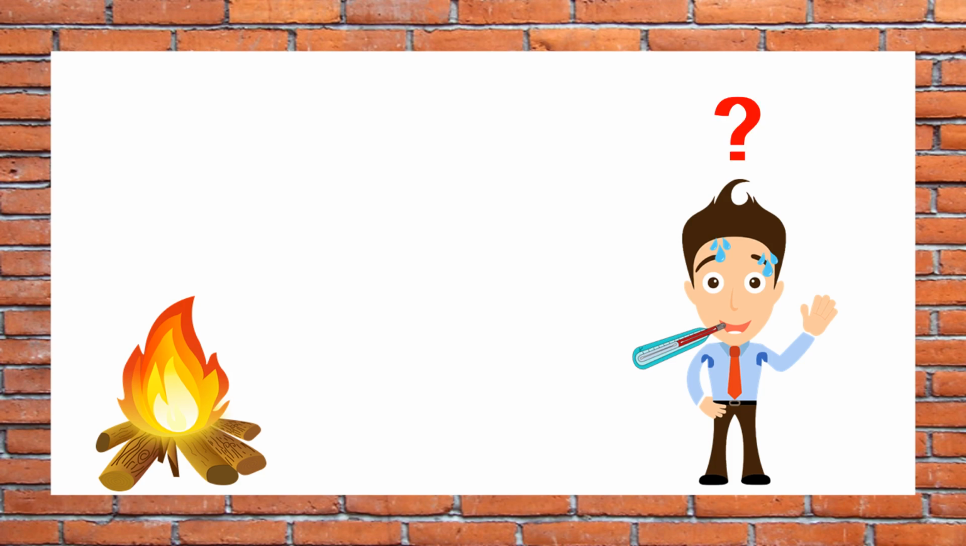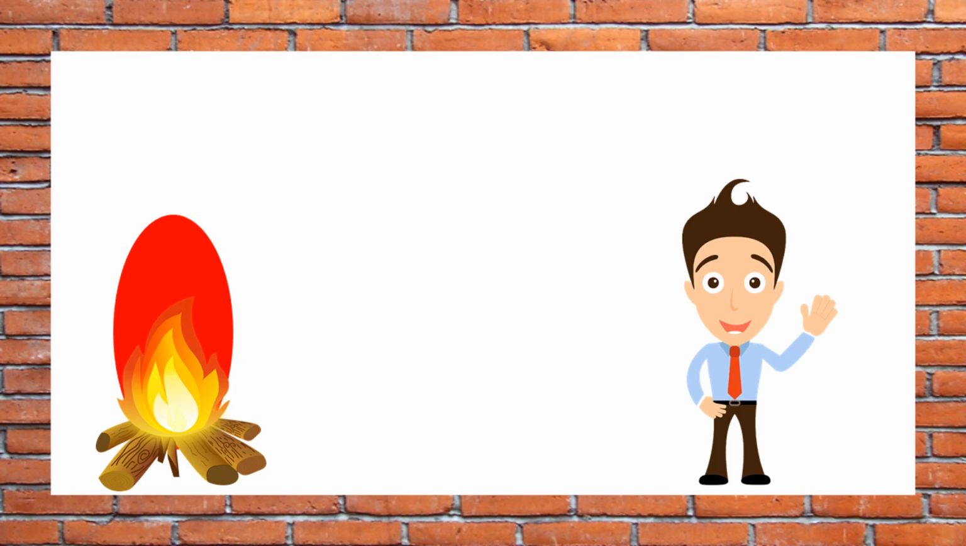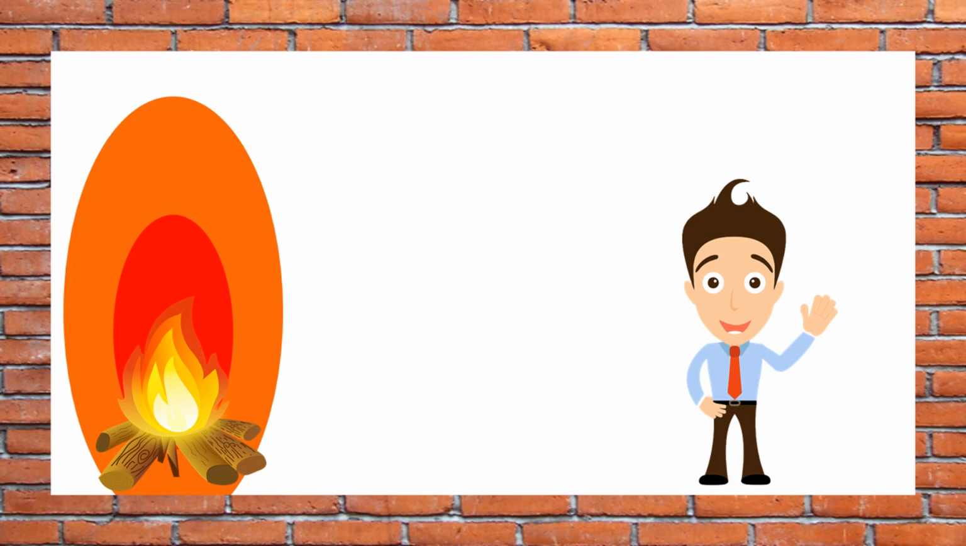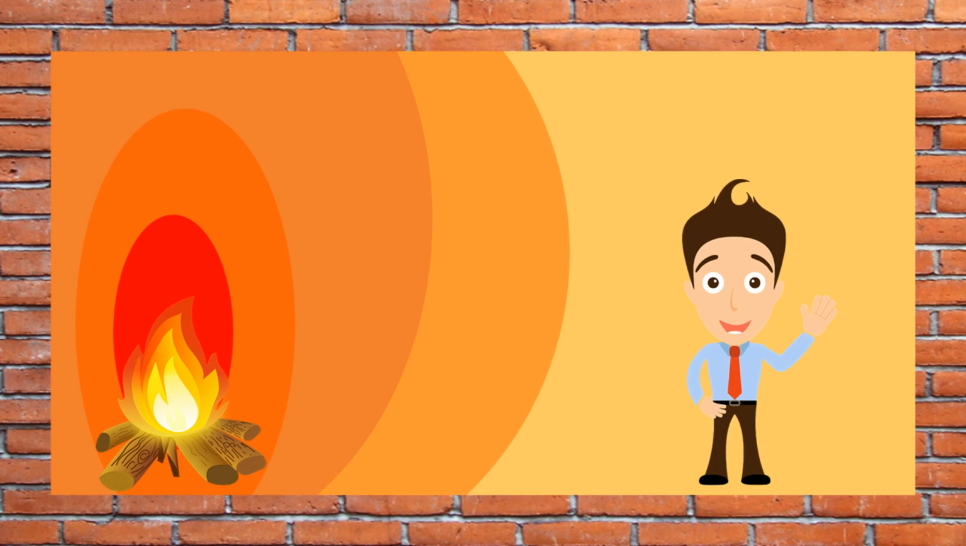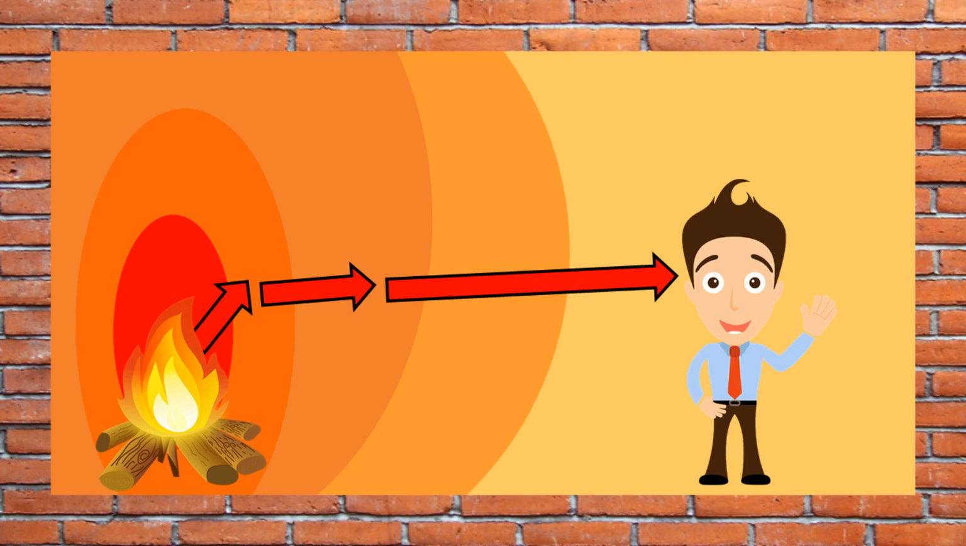The answer is that the fire heats up the air immediately next to it. This small pocket of air warms up a larger pocket of air around it, and in this way the pocket of warm air grows until it eventually reaches you, warming you up. So the fire passes heat to the air, and the air passes heat to you. You might call this a heat field.